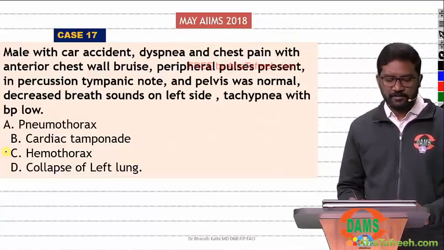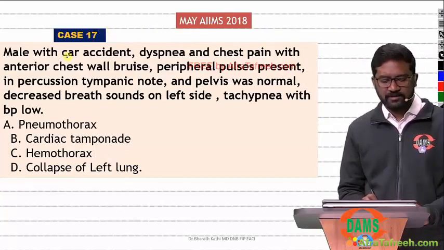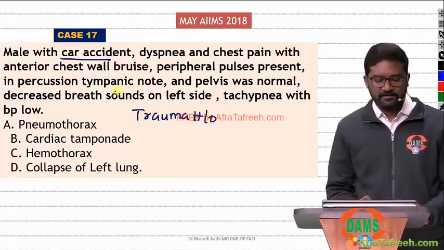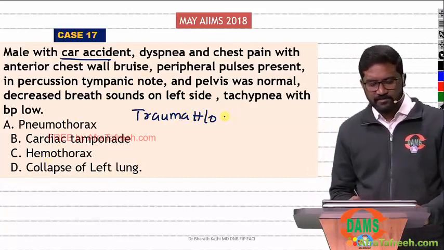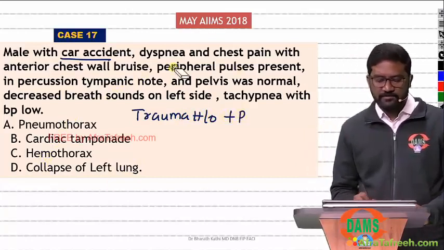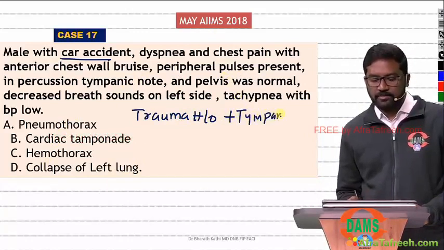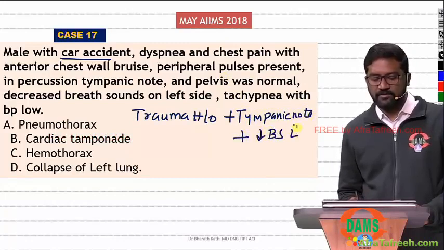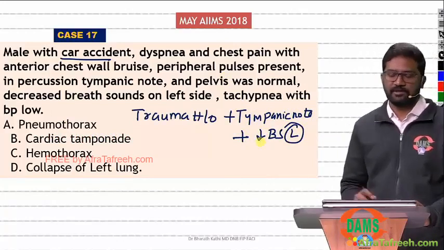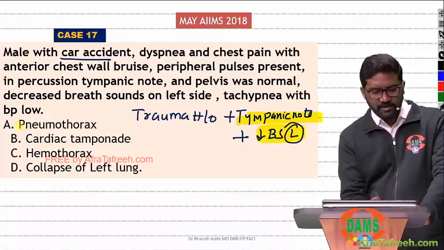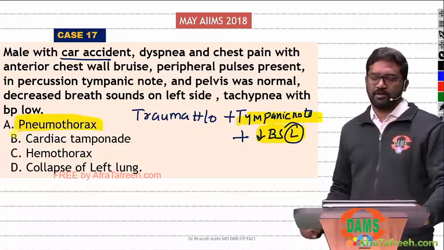Next, again, an examiner's favorite question. I told you, pneumothorax. This patient had a car accident. There is a trauma history, dyspnea, chest pain, anterior chest wall bruit, peripheral pulses present, and on percussion there is a tympanic note, and the breath sounds have also decreased on the left. When you see reduced breath sounds with a tympanic note, these two together generally indicate one condition, pneumothorax, and it may be due to trauma.